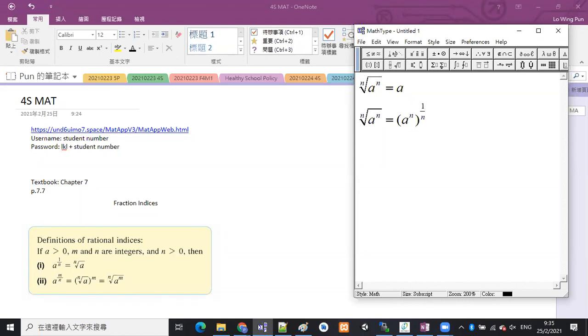Okay, when you have changed the surd form to be an index, then you may use the laws of indexes to do further calculation. For example, in this case, when it is power 1 over n, then the n and 1 over n can be multiplied together, n times 1 over n, because the power of power is equal to the product of the powers. Then you may find that it is just equal to power 1. Okay, that is just a.